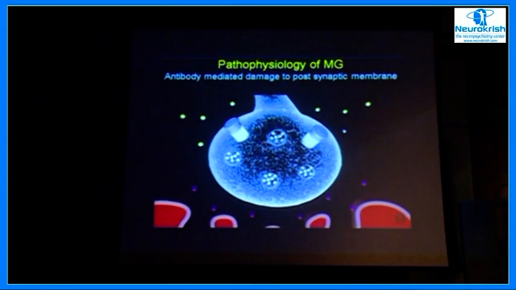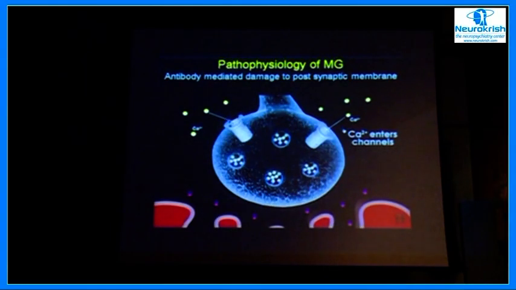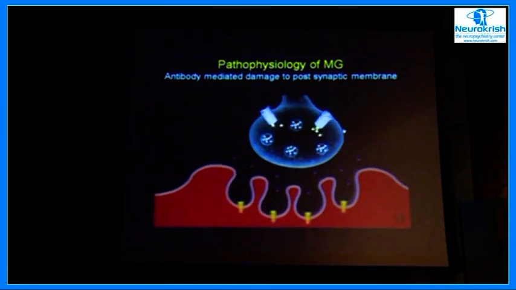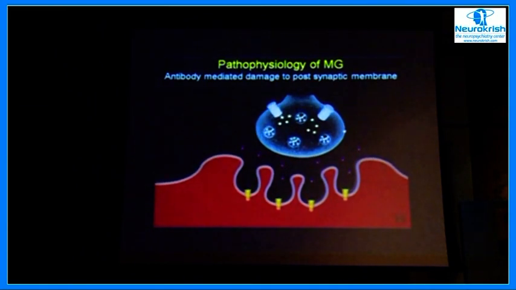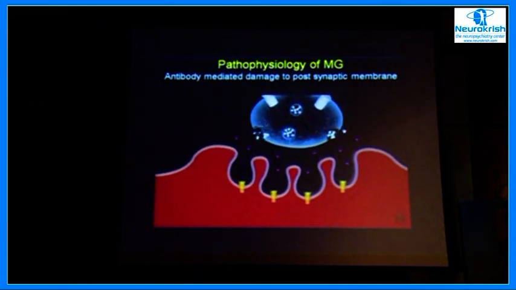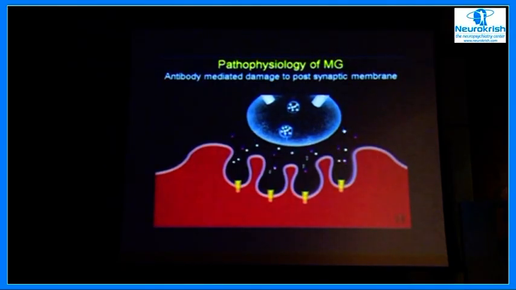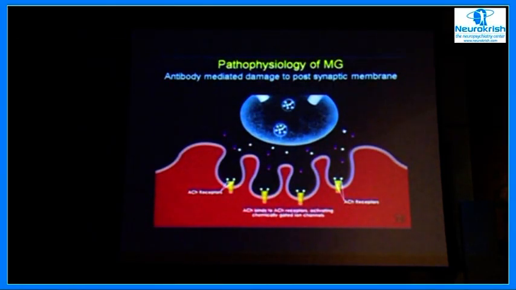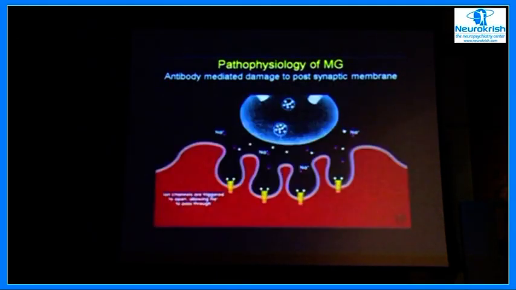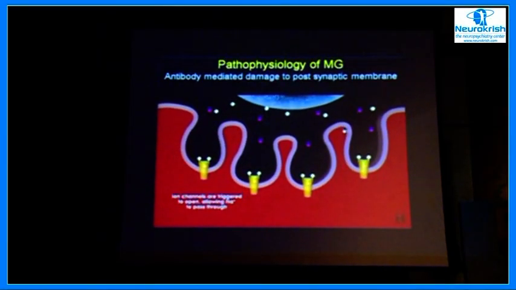So now these calcium channels will activate the synaptic vesicles, and they will release acetylcholine, which will go to these receptors, and these are the acetylcholine receptors where they will be lodged, and in turn they will activate the release of sodium and potassium ions, which will generate the action potential.